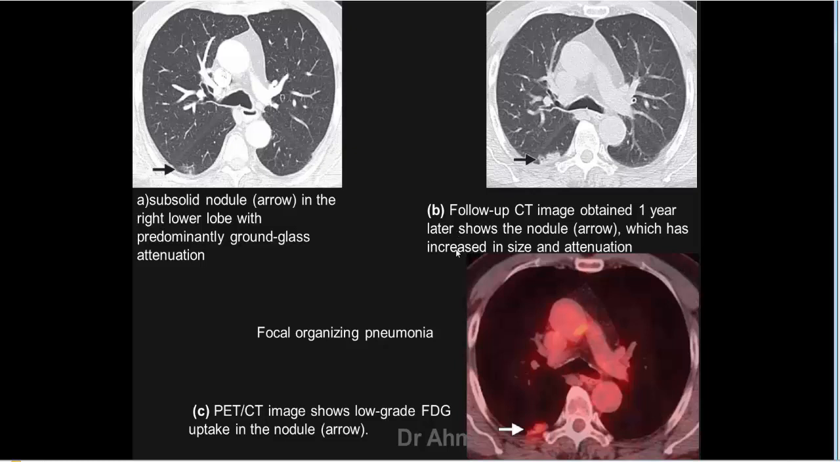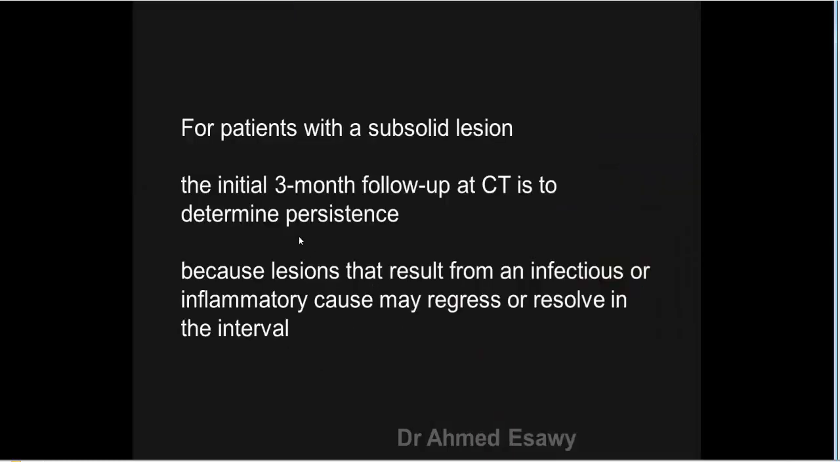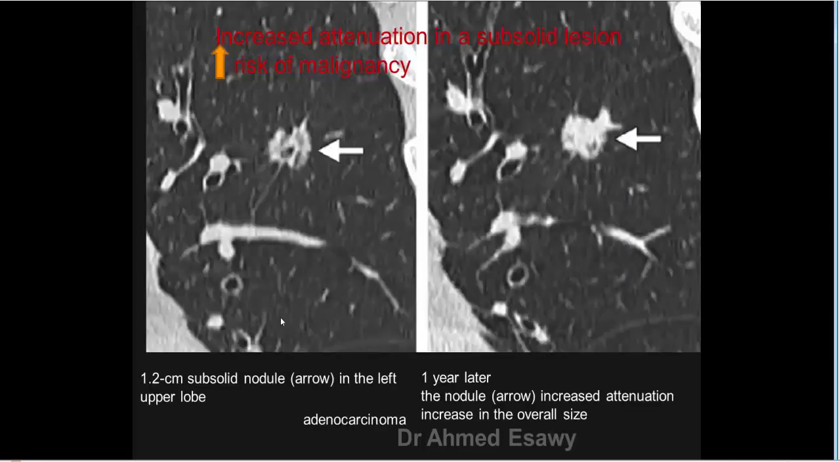Follow-up CT at 1 year shows the nodule with increase in size and attenuation. This PET CT shows low FDG uptake in the nodule, which is compatible with focal organizing pneumonia, an infectious subsolid solitary pulmonary nodule. For a patient with a subsolid lesion, the initial 3 month follow-up CT is to determine persistence, because lesions that result from infectious or inflammatory cause may regress or resolve in the interval. Increased attenuation of a subsolid nodule is an increased risk of malignancy.